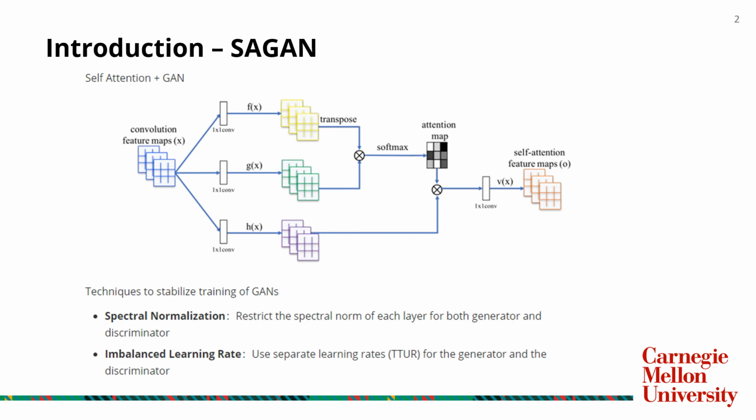In the last part, they utilize another 1x1 convolution layer. This is because in the middle process, the number of channels is different from that in the input, and they utilize this 1x1 convolution layer to recover the number of channels. Another thing that deserves mentioning is that the authors propose two techniques to stabilize the training of GANs, which are spectral normalization and imbalanced learning rates.